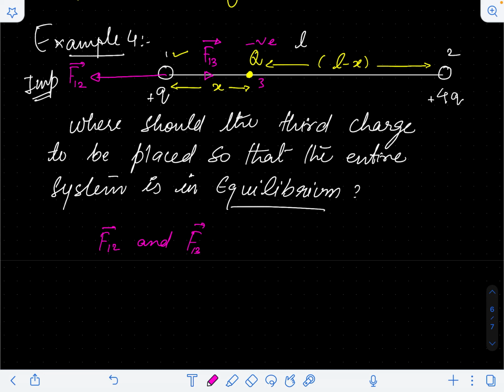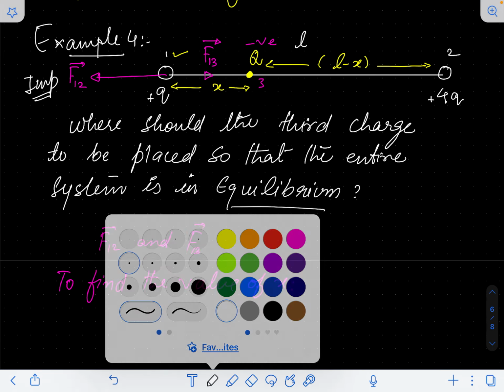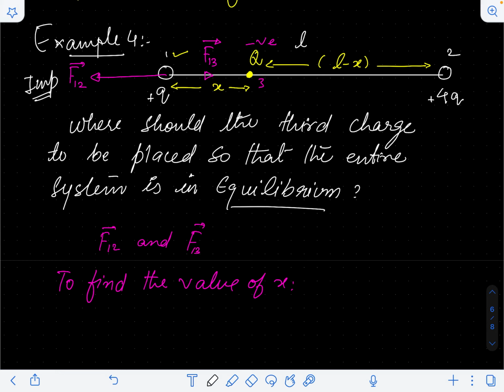So before solving such situations, firstly we need to calculate where the charge q should be placed, that is, we need to find the value of x. What should be the value of x? How can we find the value of x?